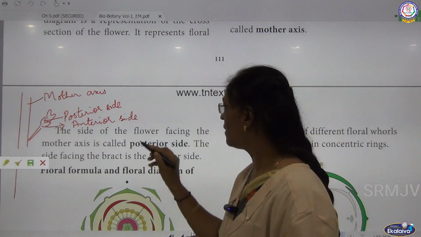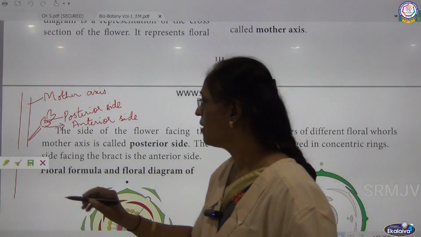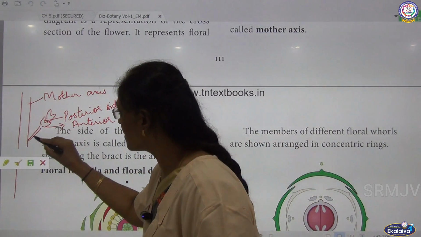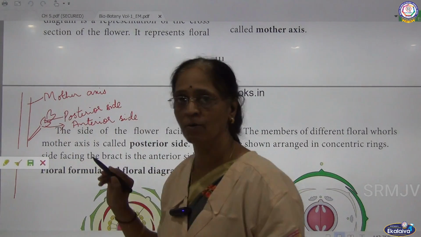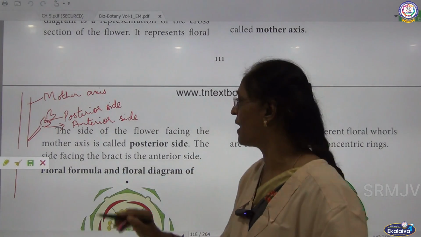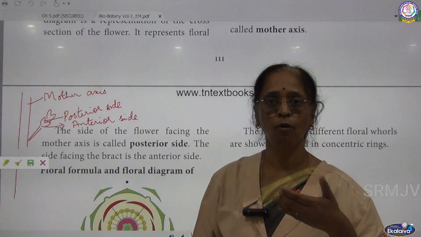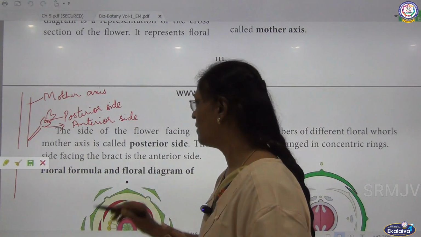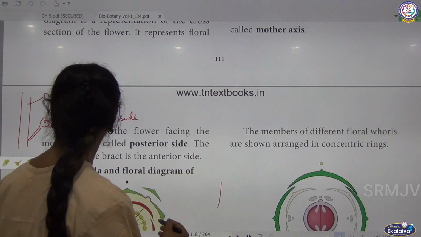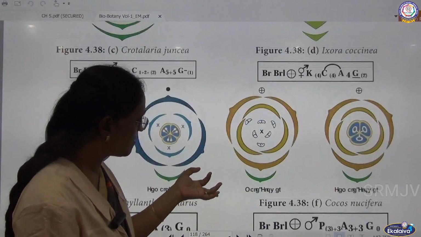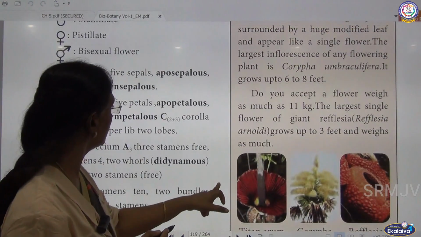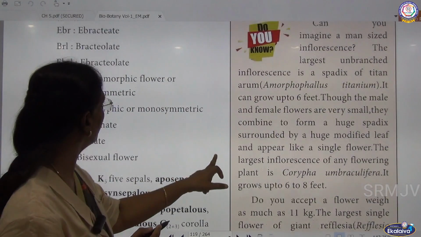So the side of the flower facing the mother axis, we said this is the axis on which the flower has been born with the pedicel. This is the pedicel, and this is the calyx and the corolla. The side facing the mother axis we call the posterior side, and the opposite side we call the anterior side. We said that the floral formula is nothing but representing the description of the flower with the help of certain alphabets. That is what we call a floral formula.